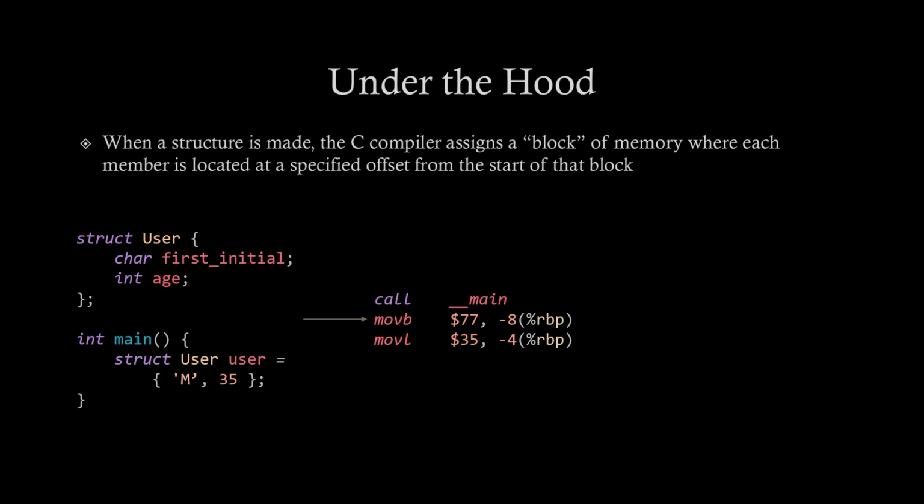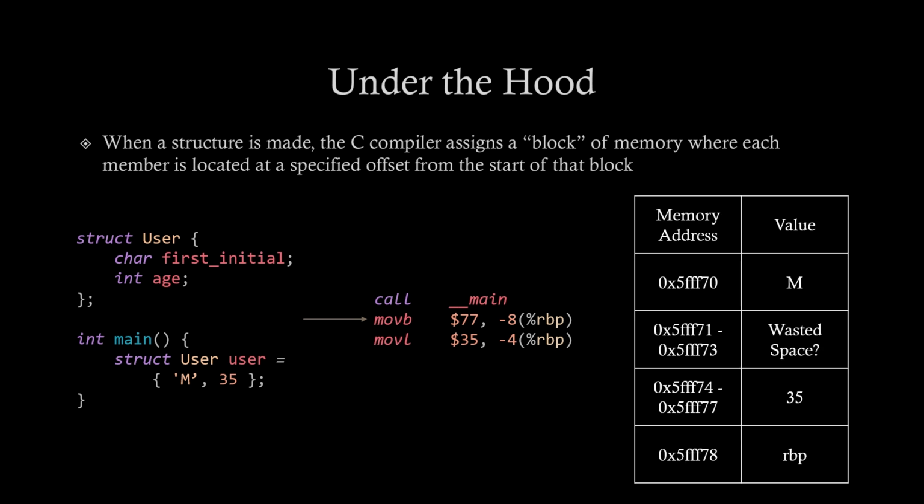Now, additionally, recall that the char type is 1 byte and the int type is 4 bytes. But if we look at our table of our data, we can see that we may have some wasted space in the middle here. So you might be wondering why Mark's first initial is not stored at an offset of -5 instead, so we don't have 3 bytes of wasted space.